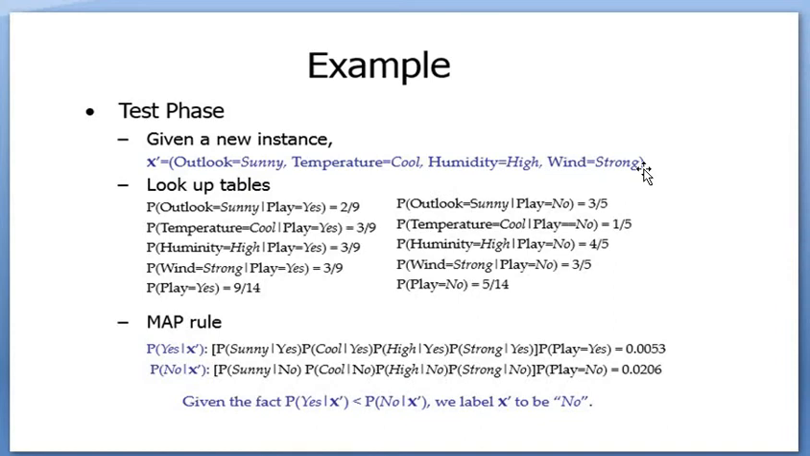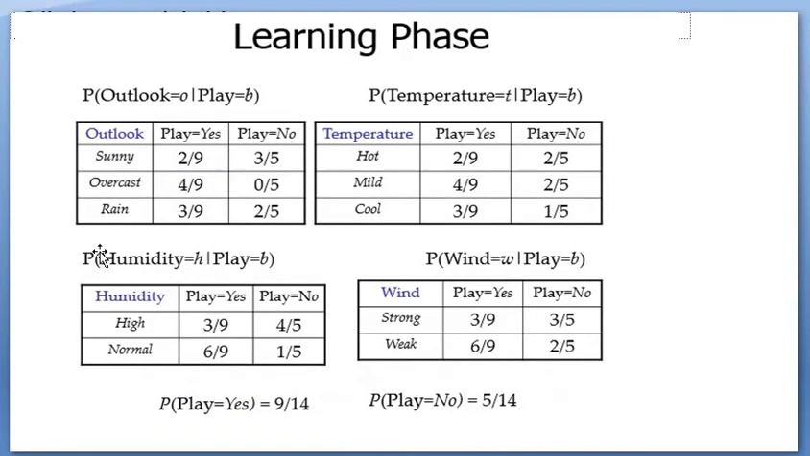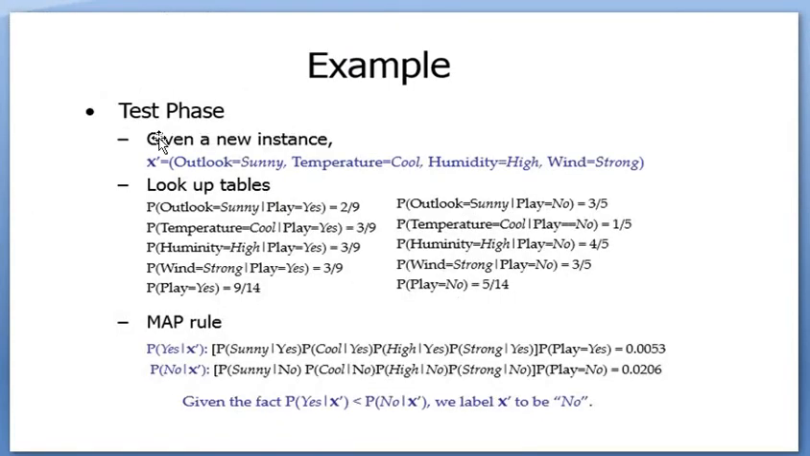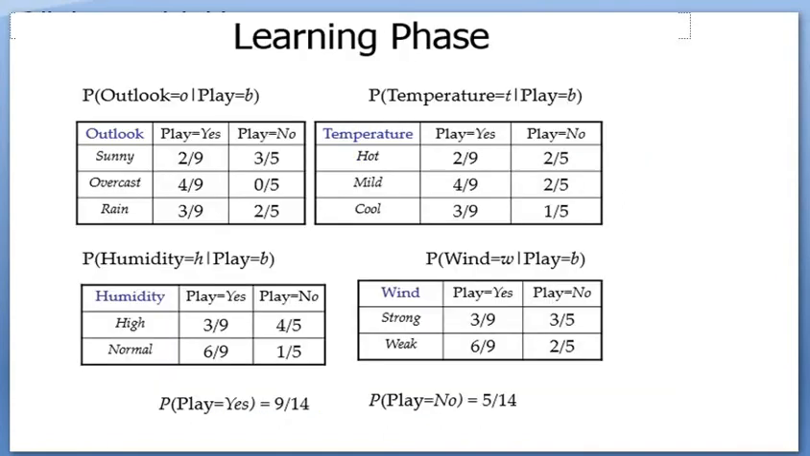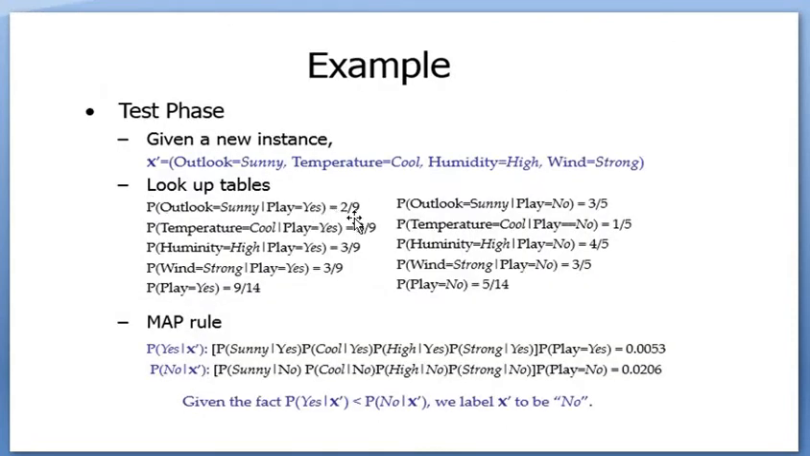For this, first we will check if the outlook value is sunny, how many yes are there. Because in the example the outlook value is sunny, you should only look for sunny in the table. On sunny I got 2 out of 9. So I have written here 2 out of 9.